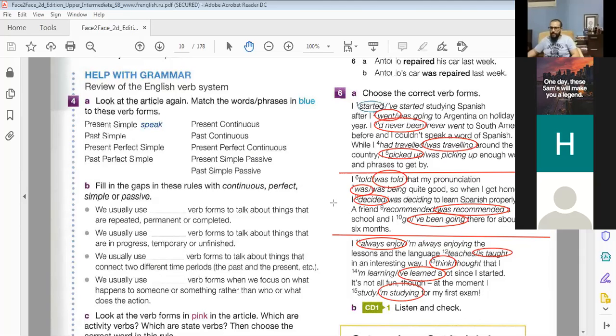Okay, what about "decided"? What do you think, Samira? And what do you think of "was quite good" and "was being good"? Yeah, that "my pronunciation was being good". I don't know, but maybe it's true that "be" is a state verb. We can make "-ing", but here maybe it's "become". If it means "become quite good", we can say "it was being quite good".